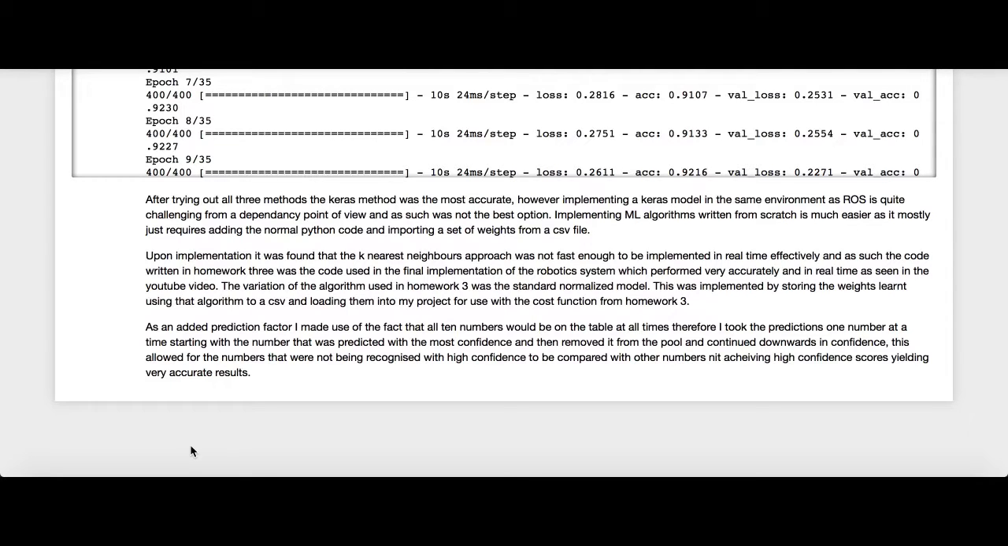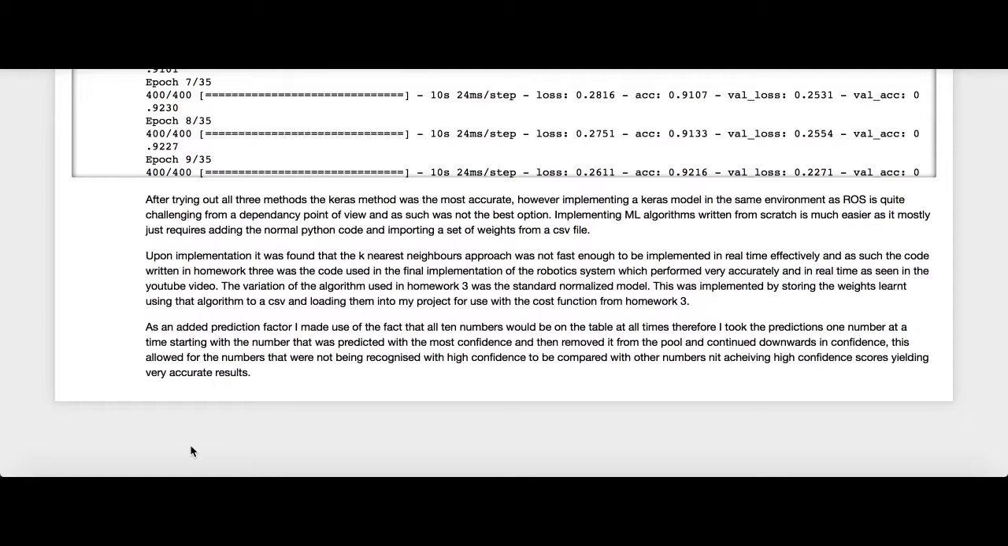However, that was a very slow system, as it has to check each new data point with all of the old data points in the database, which was a little bit too slow for real time. And I ended up including my model from homework 3, which I saved the weights to a CSV file and uploaded that, and used those weights with the cost function to calculate the costs of each number that I saw in the predictions.